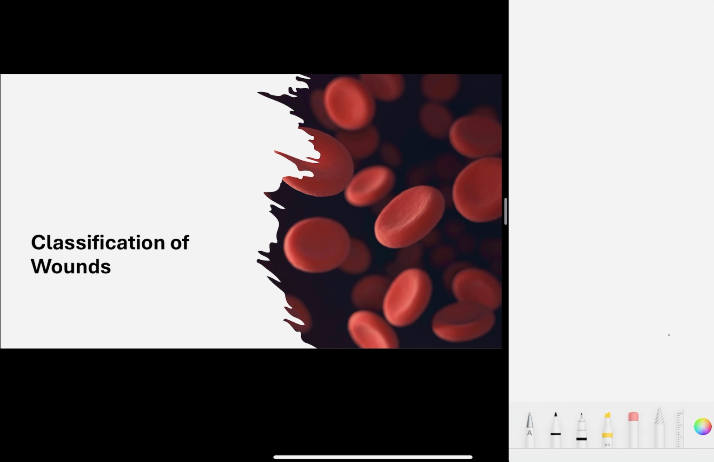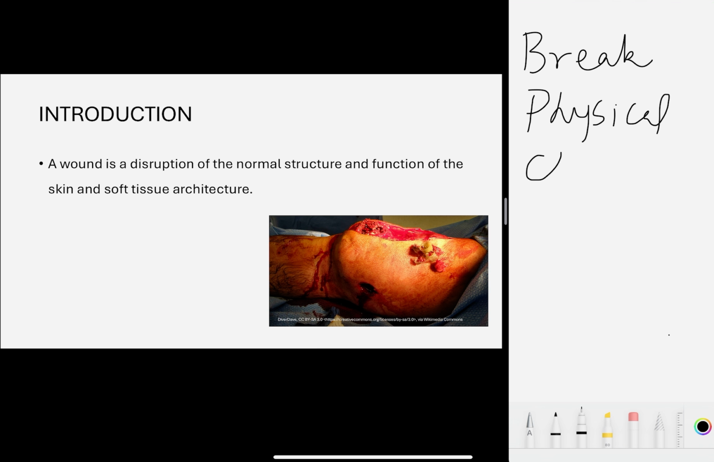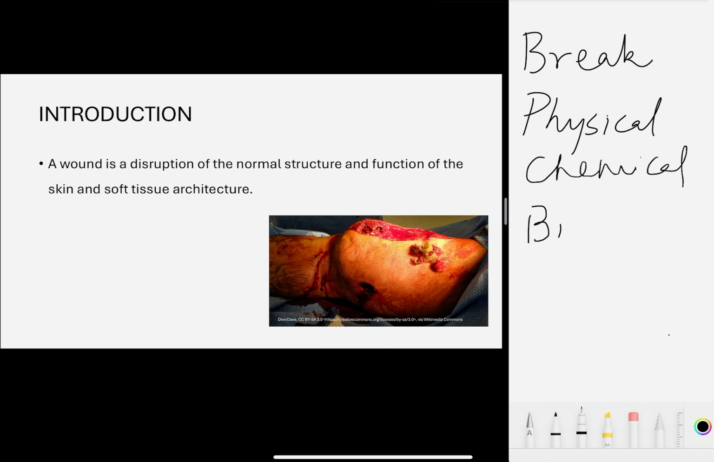In today's video, we will look at the classification of wounds. So what is a wound? A wound is a disruption of the normal structure and function of the skin and soft tissue architecture. So a wound is a break in the normal integrity of the skin and underlying tissues. A wound can be caused by physical, chemical, and biological factors.